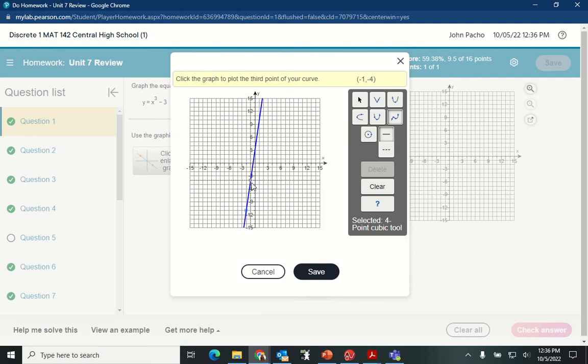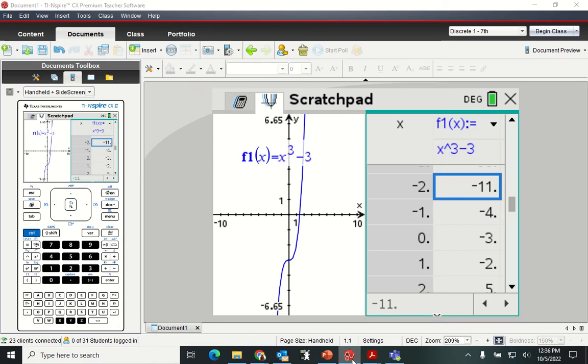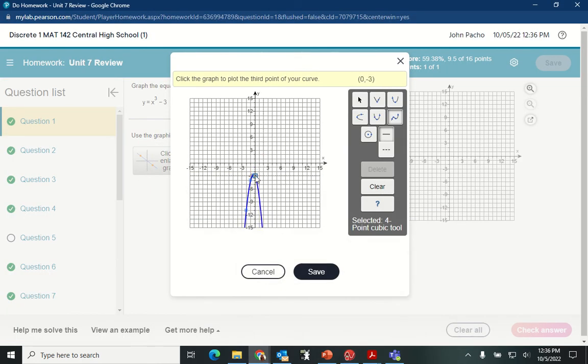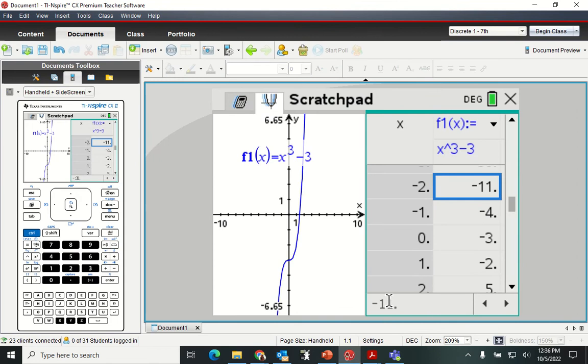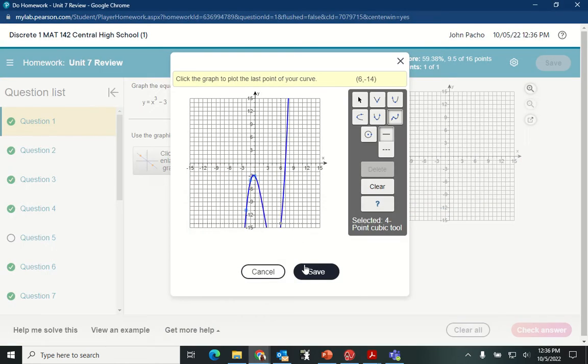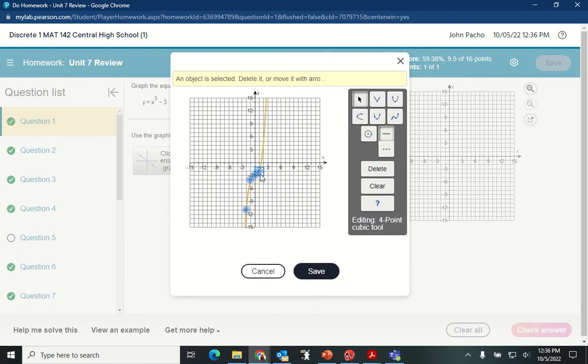Give me my third point. 0, -3. I click that point. My last point here that I'm going to use is 1, -2. All you have to do is just keep entering these in. What's wrong? Did you not have this? All right, so there it goes. And it's point by point on how I would get in there.